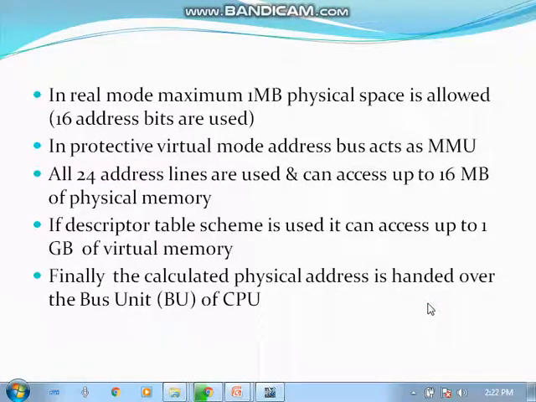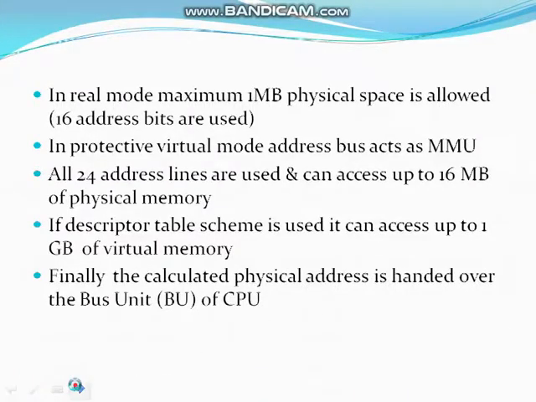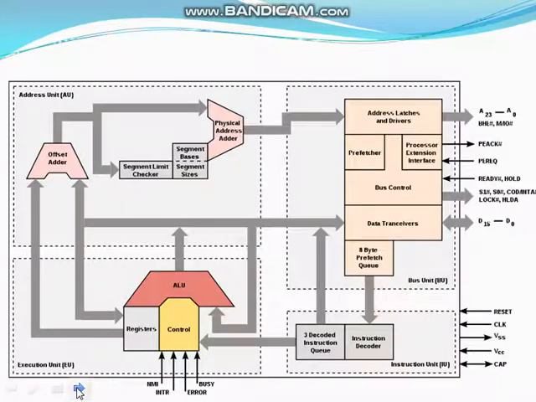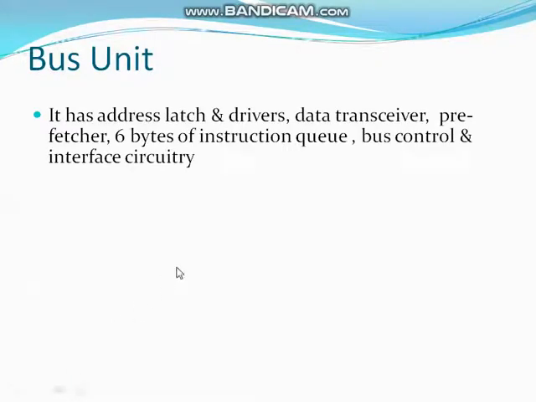In protected addressing mode, it has a descriptor table scheme, and due to this scheme it has the ability to access up to 1 GB of virtual memory with the help of the descriptor table. So finally, whatever address is calculated by your addressing unit is handed over to the bus unit of the CPU. Next part is related to the bus execution unit.